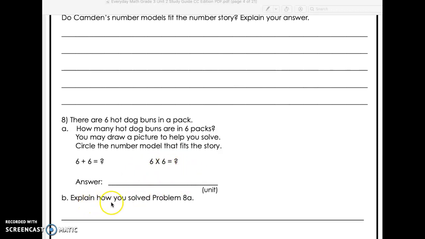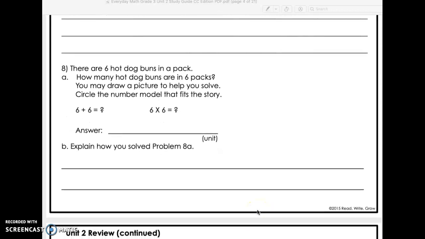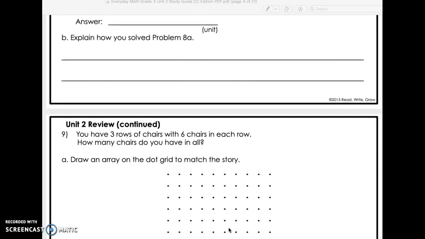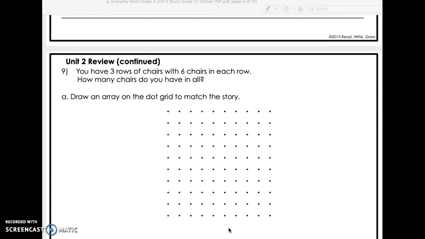And it says, how did you solve this problem? Well, we added 6 packs 6 times, and that's how we got the answer. We added 6 plus 6 plus 6 plus 6 plus 6 plus 6, 6 times, and we got the answer. So you need to write that right here, because Everyday Math is about explaining how you got your answer.